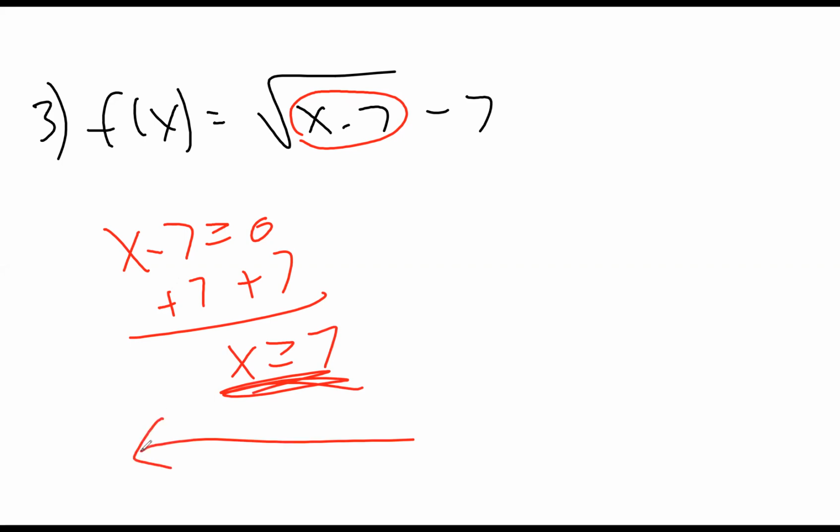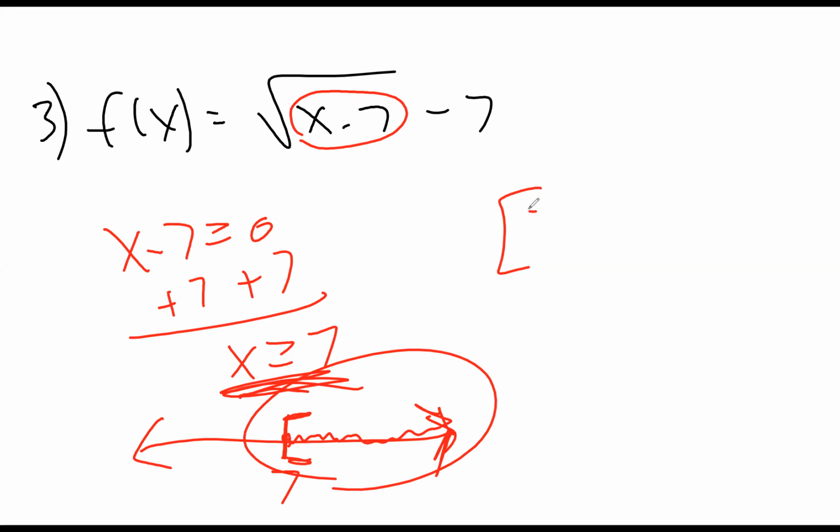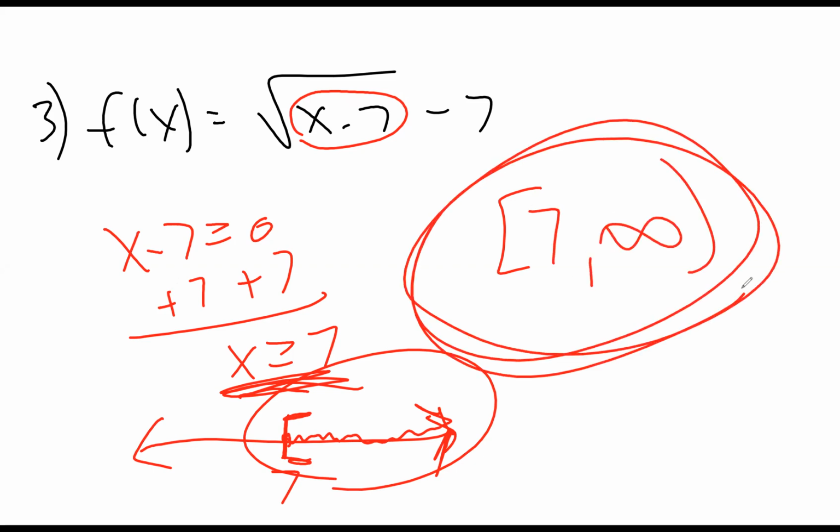But since the problem asks you for interval notation, I like to put it on the number line first. If I say greater than or equal to 7, that means I'm going to start at 7, draw a bracket, and shade to the right, all the way. For my final answer, I need interval notation. Well, the interval is right here. How far left am I going? 7 with a bracket. How far right am I going? Infinity. This is my final answer.